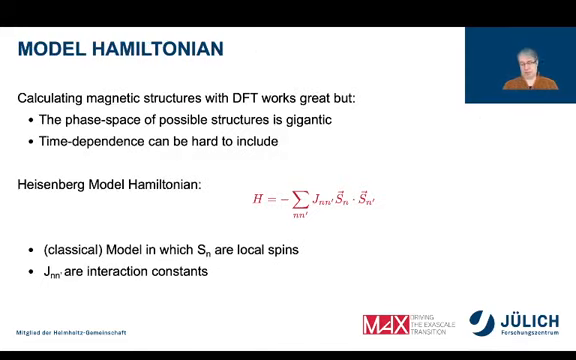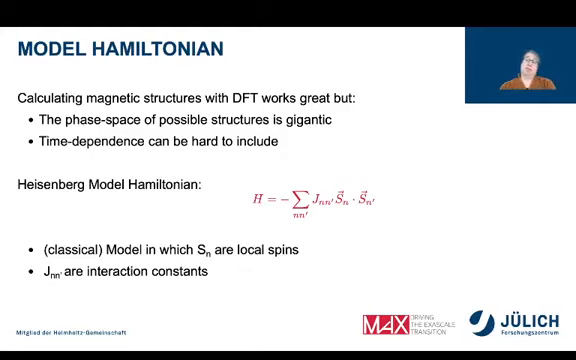The last part of this talk I would like to spend on an aspect which is also very important in studying magnetic systems, and that's the question of how to map DFT results to model Hamiltonians. Of course, as we just discussed, you can calculate the magnetic structure with DFT, and this works great, but there are some problems. On the one hand, the phase space of possible structures is usually gigantic, and it can be very difficult to find the correct structure. Also, time dependence can be very hard to include.